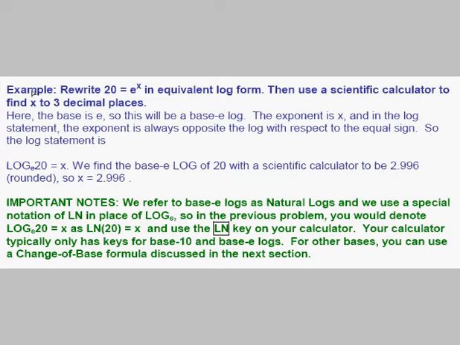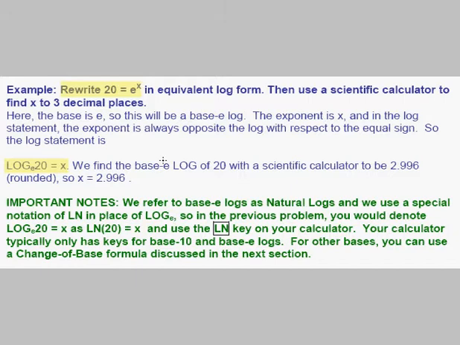Here's a few more examples using the log exponential relationship. Our first example is to rewrite 20 equals e to the x in logarithmic form. And we see that e is our base here. That's the natural base that we talked about in the previous section, 2.718. And our exponent is x. So we rewrite it as log base e of 20 equals x. Remember, the exponent is always opposite the log with respect to the equal sign.